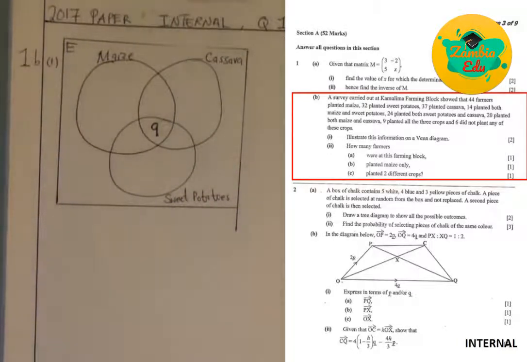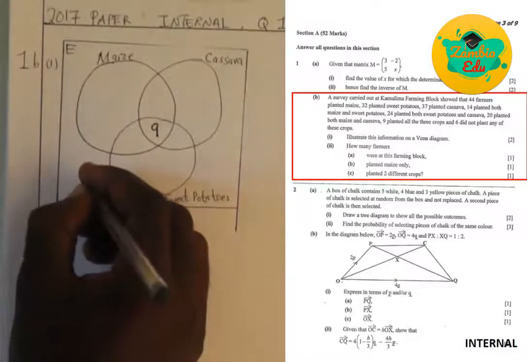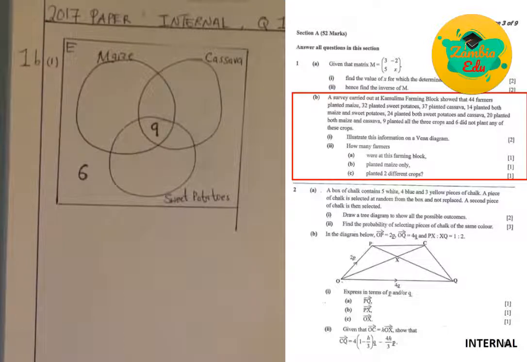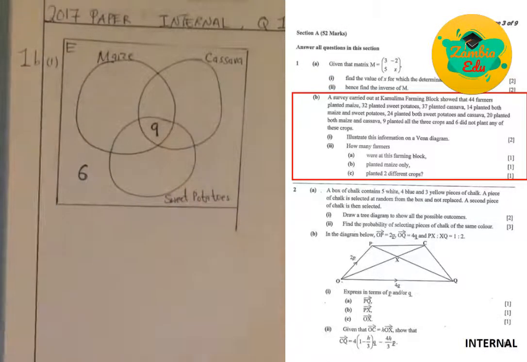We've been told also that 6 did not plant any crops. So you can put your 6 anywhere outside all the 3 sets, but within the universal set. So we have our 6 indicated in that way. Let's now begin to fill in the values to put in the intersections between different crops.